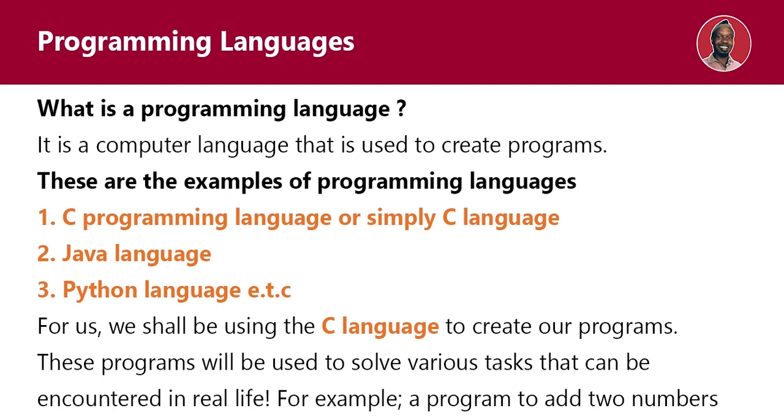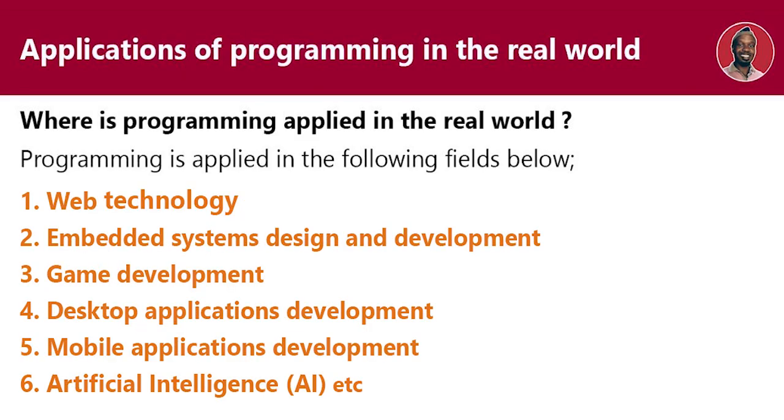So for us, we shall be using C language to create our programs. These programs will be used to solve various tasks that can be encountered in real life. For example, a program to add two numbers. That's a very simple task that one can achieve, writing a program that is used to add two numbers. So where is programming applied in the real world?